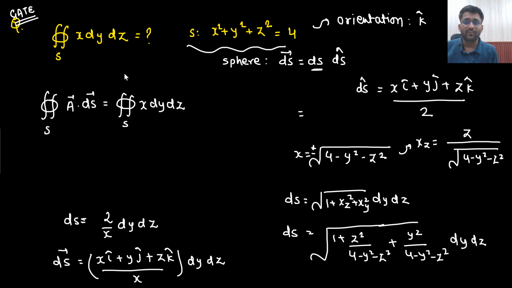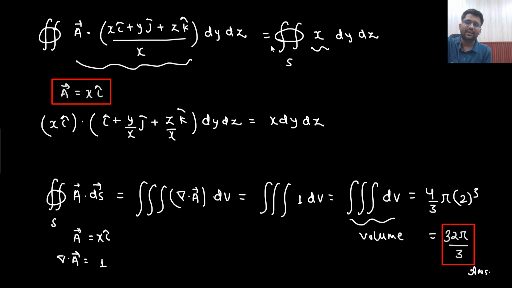Think of what it would have been, A dot ds, then you think of ds. I can write down ds in a very good way. This is the ds I have written. If I have written the ds, then I can replace it like this. Vector A would have been x i cap. So you were supposed to calculate A dot ds, where vector A was x i cap. From here you got the answer 32 pi by 3. This is the correct answer, and the correct way of solving the problem.